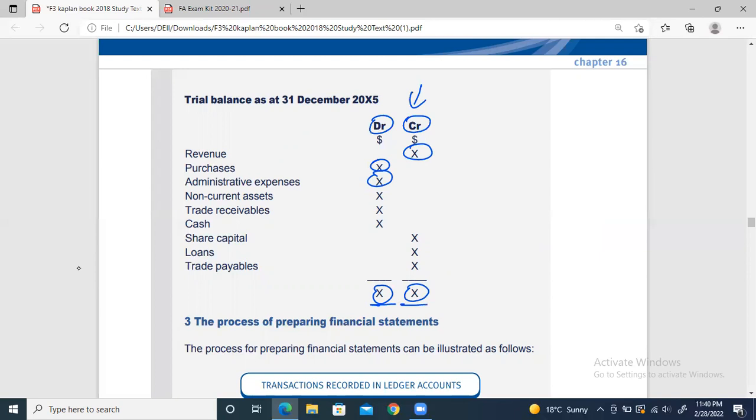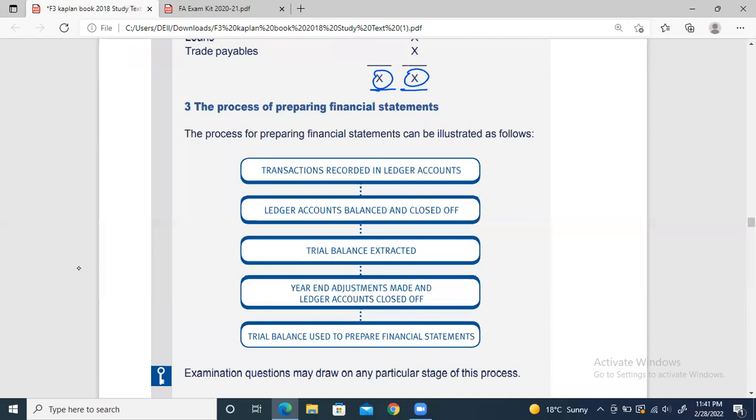These two should always be equal. If they are not equal, then there is some kind of mistake or error that we need to investigate fully.